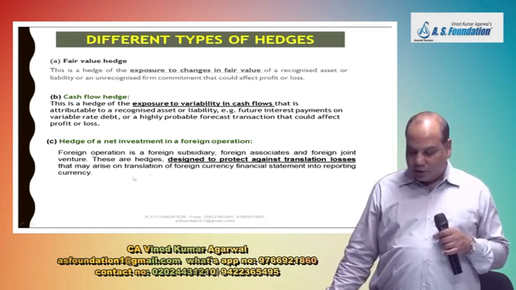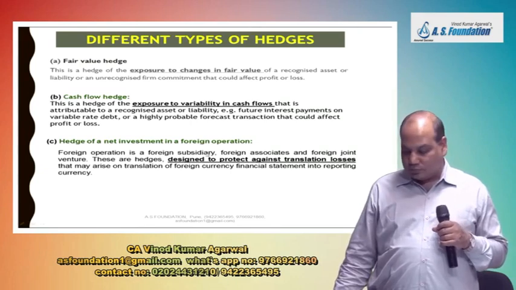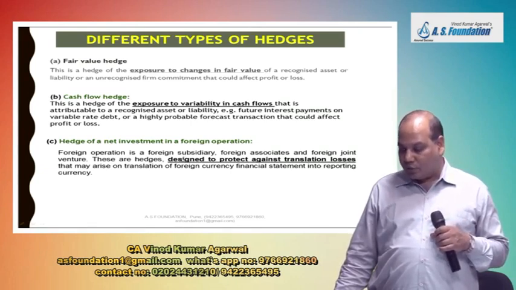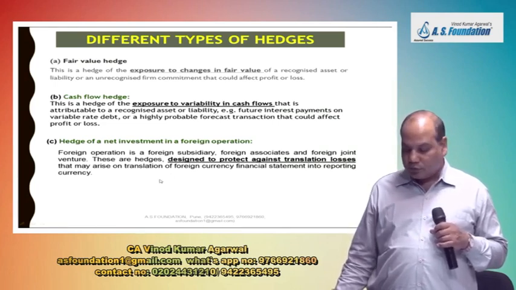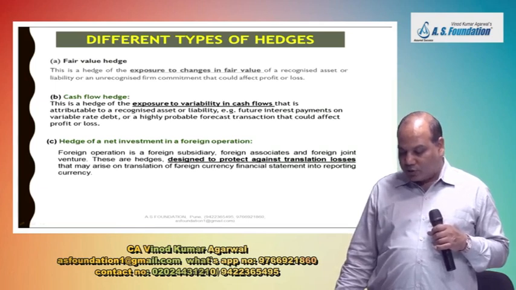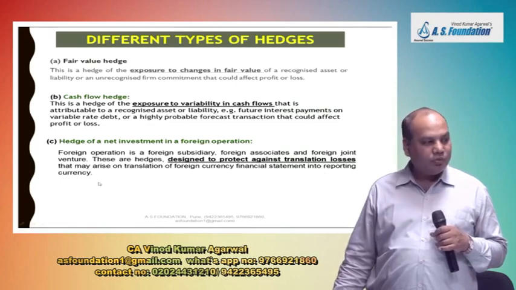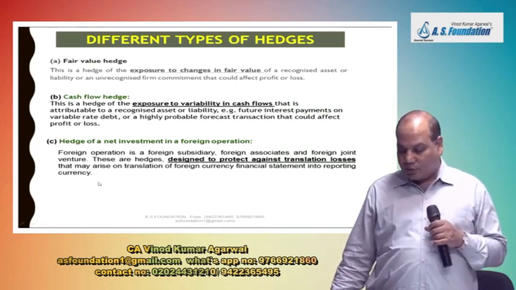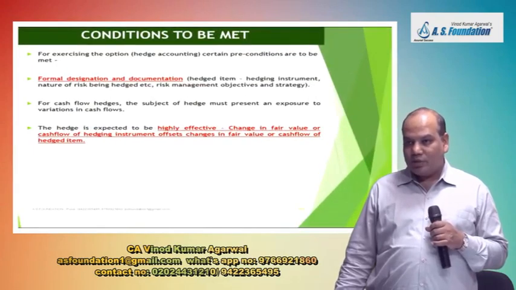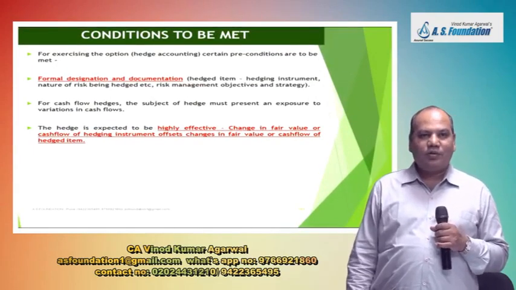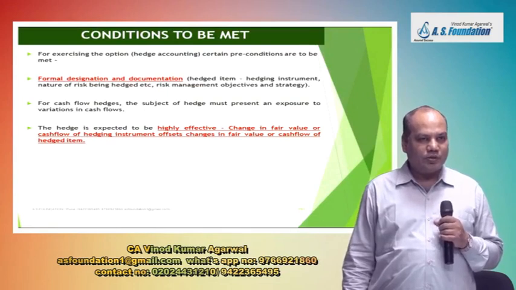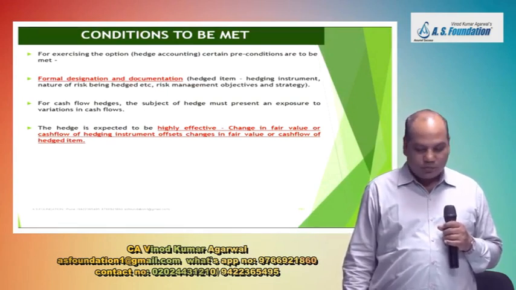And then there is hedge of a net investment in a foreign operation. Foreign operation means a foreign subsidiary, foreign associate, foreign joint ventures, foreign branches. These are hedges designed to protect against the translation losses that may arise on translation of foreign currency financial statements into reporting currency. Because foreign exchange is involved and conversion is involved, there are possible losses. So you take hedge against that also.